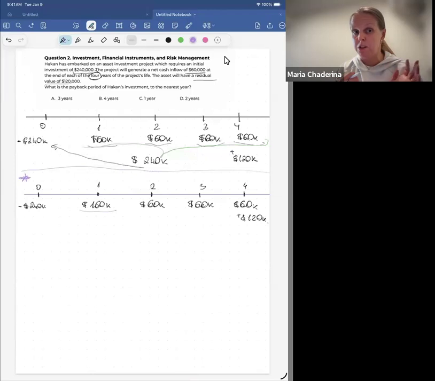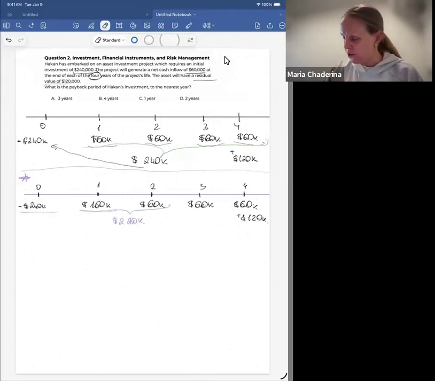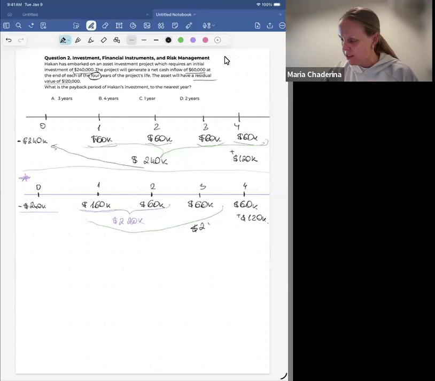Okay. So now in this version of the problem, we notice that in the first year, we're still below the 240 investment. So the payback period is longer than 1 year. If I add up the first 2 years, I get 220,000. Okay, so we're getting already close to the watermark that we have to clear, right? So the level, the 240 original investment. Now if I add a third year, 220 plus 60, I will be at 280,000. So I'm over 240.